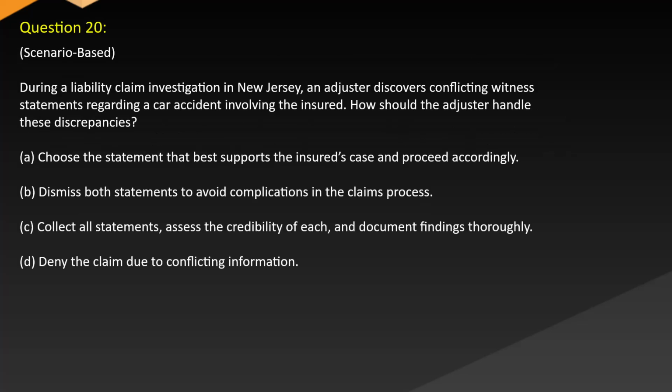Question 20, scenario-based. During a liability claim investigation in New Jersey, an adjuster discovers conflicting witness statements regarding a car accident involving the insured. How should the adjuster handle these discrepancies? A. Choose the statement that best supports the insured's case and proceed accordingly. B. Dismiss both statements to avoid complications in the claims process. C. Collect all statements, assess the credibility of each, and document findings thoroughly. D. Deny the claim due to conflicting information.